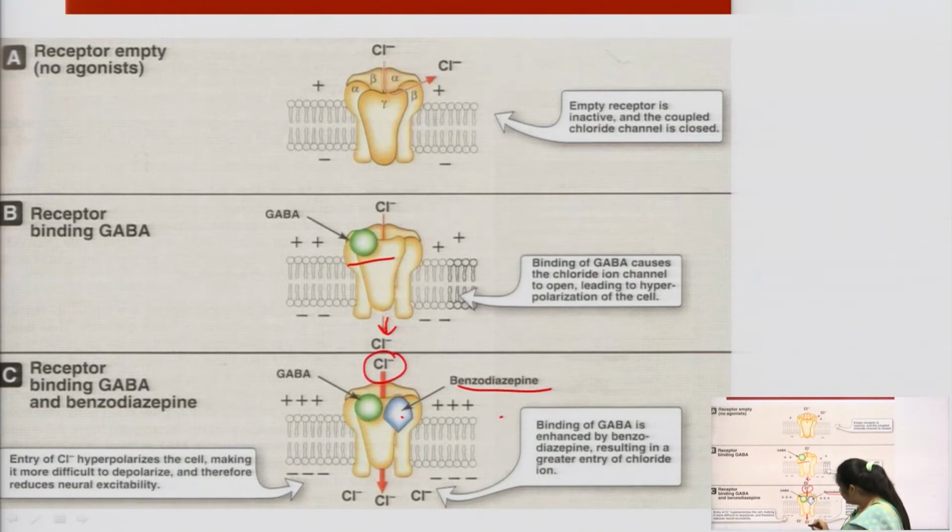You can see there is a greater number of chlorine here, and this opening of the chloride channel leads to hyperpolarization of the cell, and that also leads to depression in the central nervous system. So this happens when benzodiazepine is attached to this receptor. This tendency of depressing the central nervous system gets increased.